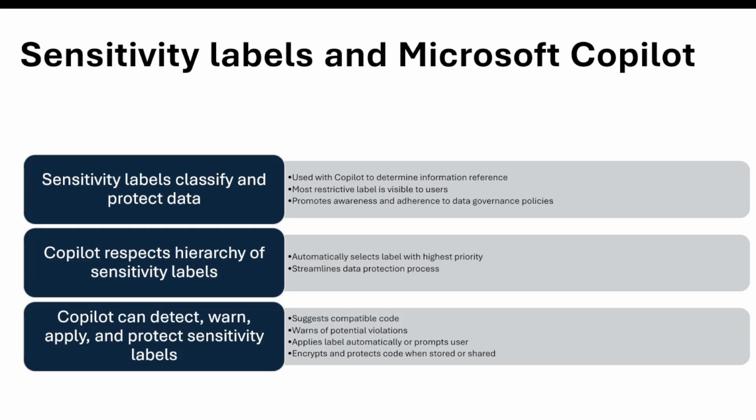Then Microsoft Copilot basically is designed to respect the hierarchy of these labels, ensuring that the label with the highest priority is automatically selected, thereby streamlining the data protection process. Now, furthermore, Copilot's capabilities will extend to detecting sensitivity labels and warning users of potential policy violations, so they can go ahead and apply the appropriate labels and then protect the data through encryption, whether it is locally stored or shared across platforms. Now, this can be useful because it not only suggests the code that is compatible with the defined sensitivity label, but it also maintains the integrity of data governance practices.